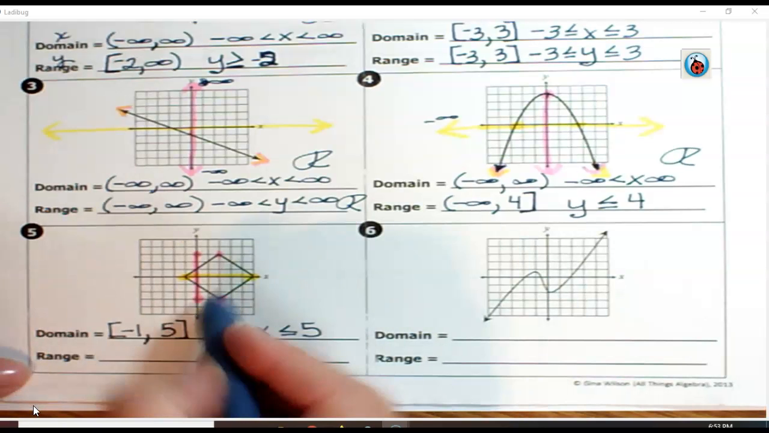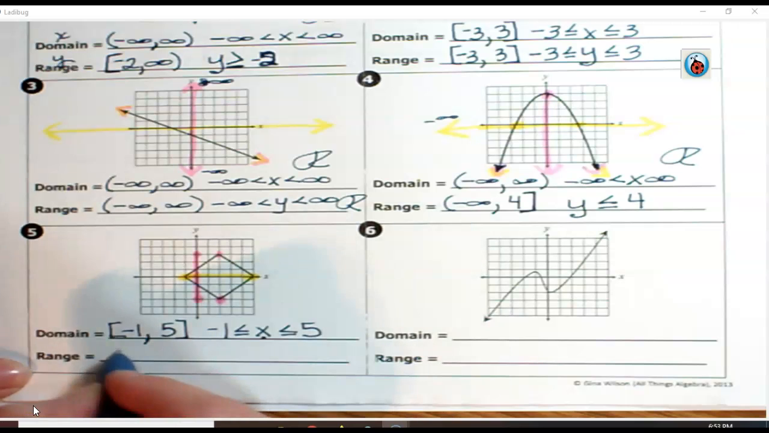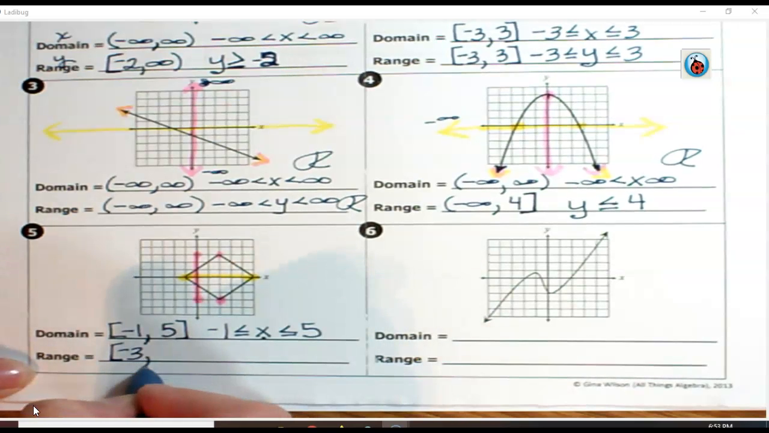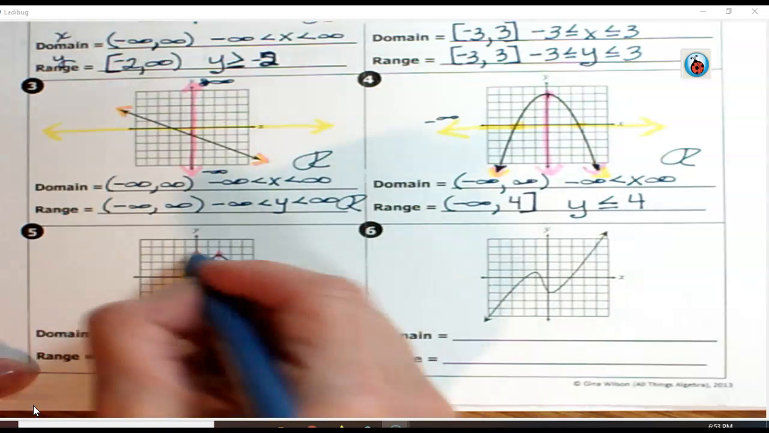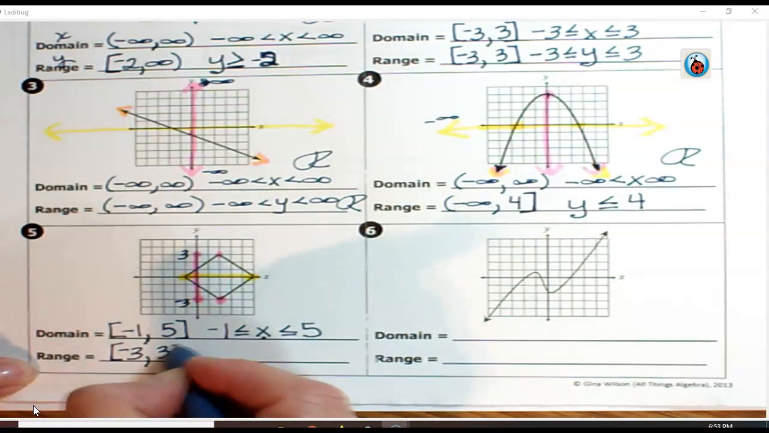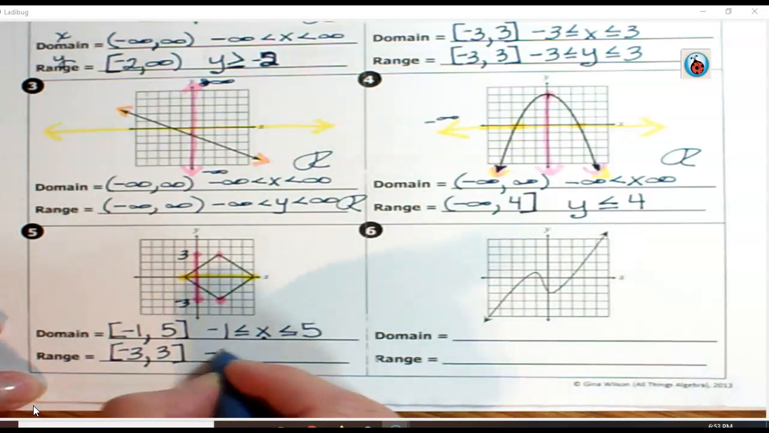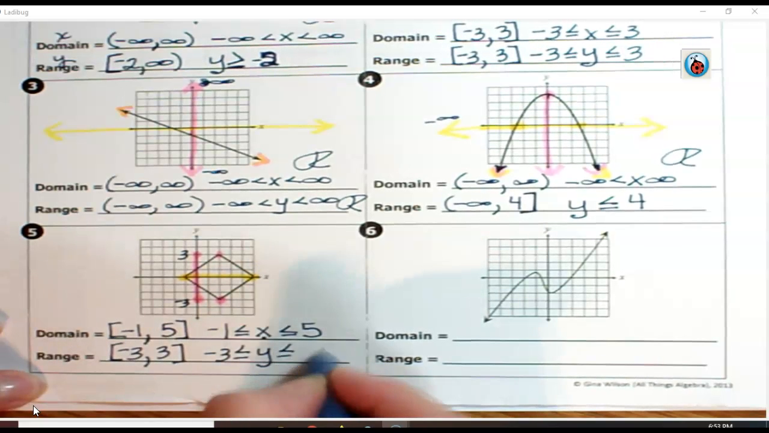So if I look, y right here is 1, 2, -3. And it's on the square line, so you can put it in a bracket. This one here goes up 1, 2, 3. So this is a 3 and this is a -3. That's the y value. Okay, so then I'm going to come over here and say -3 less than or equal to y less than or equal to 3.